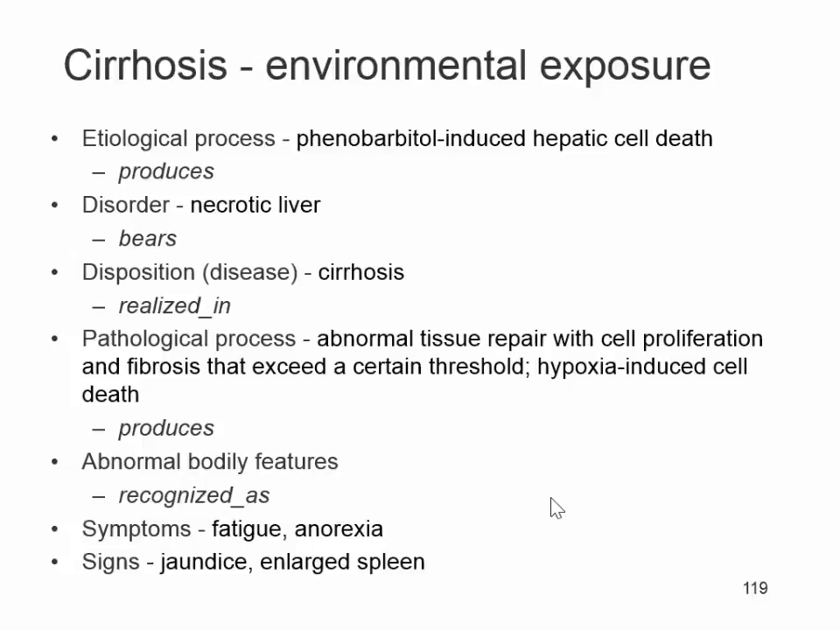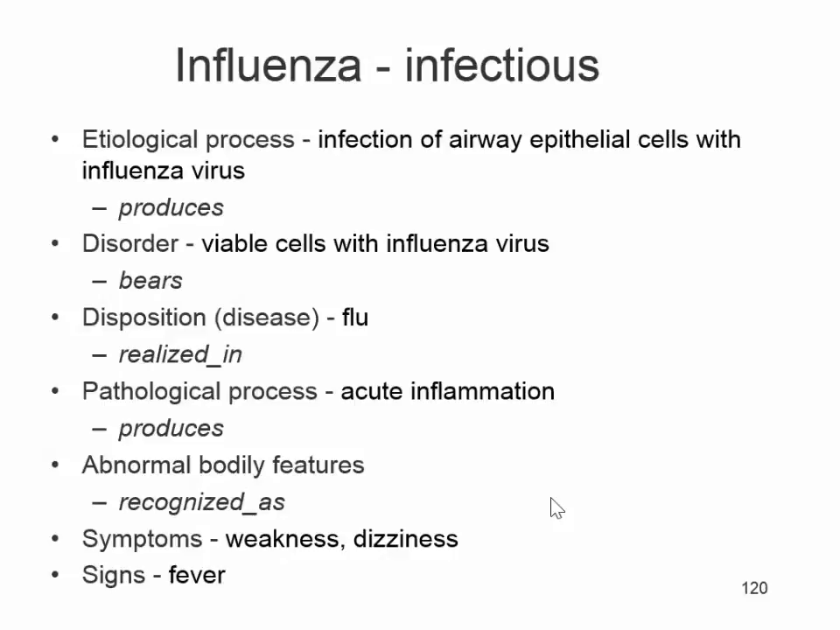And then influenza is an infectious disease. So here the etiological process is an influenza virus getting into your airway and infecting your epithelial cells. This produces a disorder which is viable cells with the influenza virus on their surface. And the disposition which is born by this disorder is flu, the disease, which is realized in processes of acute inflammation, which produces symptoms of weakness and dizziness and signs of fever.